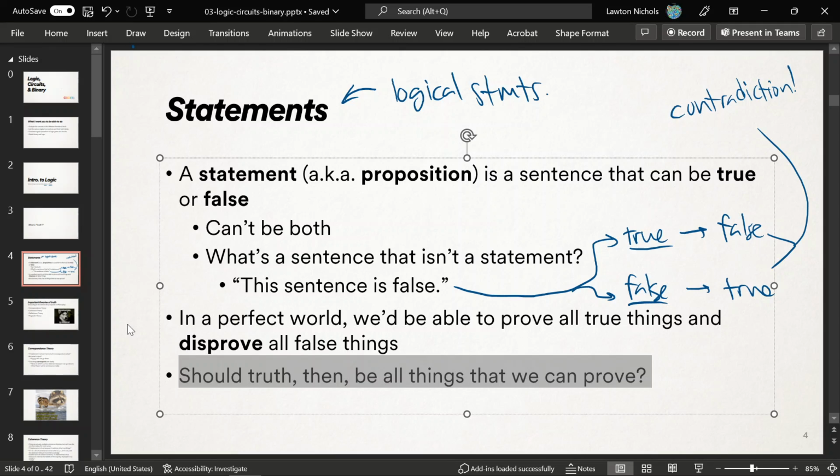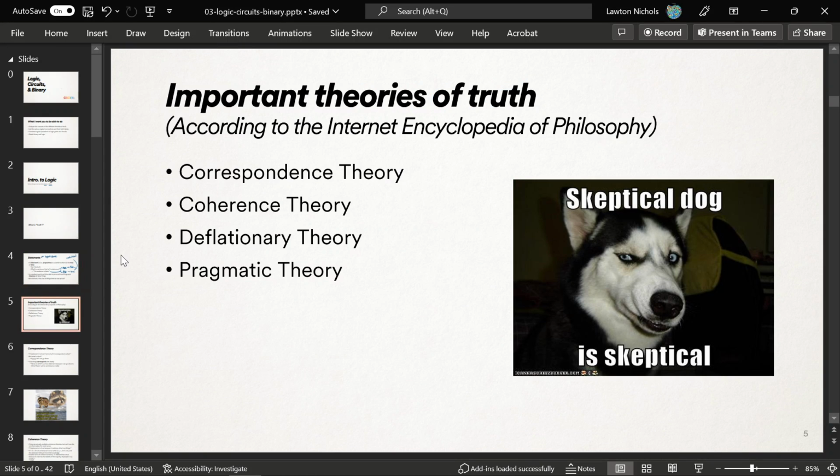Maybe that's how we should define what it means for something to be true. We've never really thought about that before. We've just kind of taken truth for granted. But now we have to think about it. Okay, so here is what the internet thinks are important theories of truth.